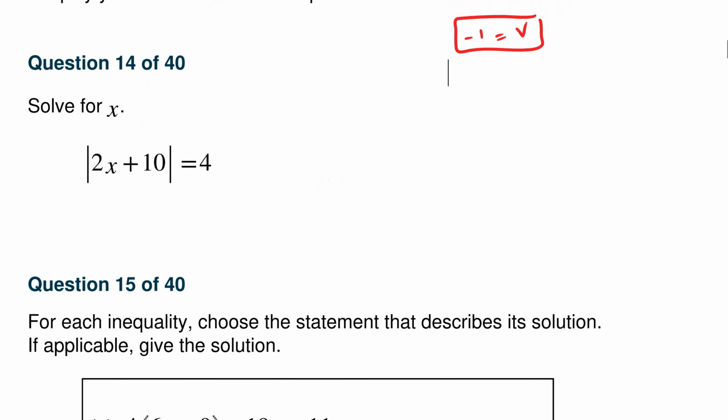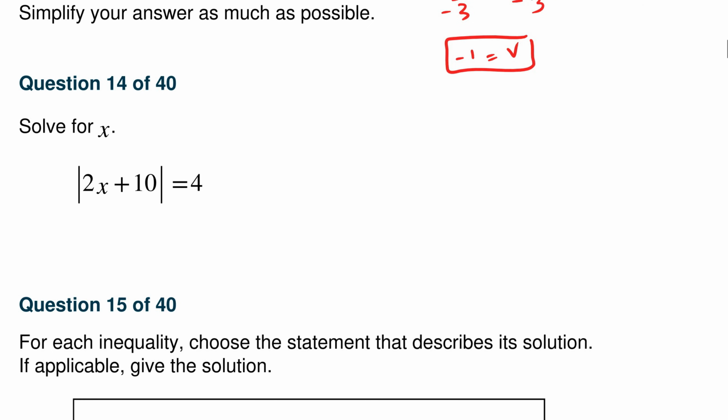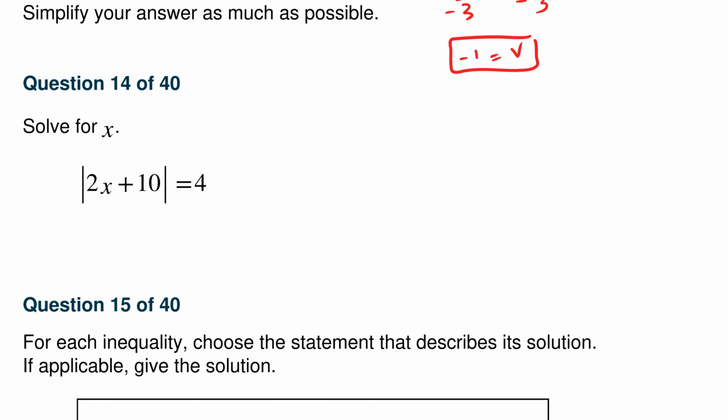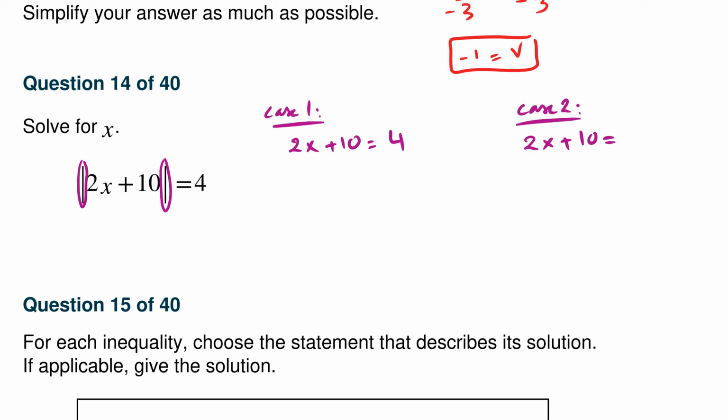Alright, problem 14. Ooh, interesting. Do you still remember how to solve an absolute value equation? Okay, always have two cases. When you see absolute value, there's always two cases. Case 1, you have the equation itself exactly the same without the absolute value bars. And case 2, we change the sign to x plus 10 equal to negative 4. Again, we have to change the sign of the constant.